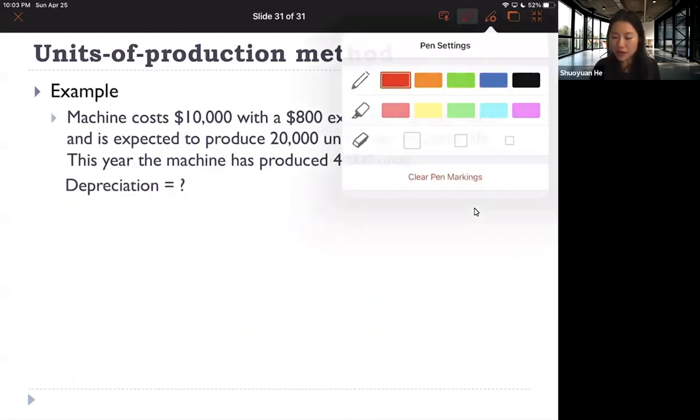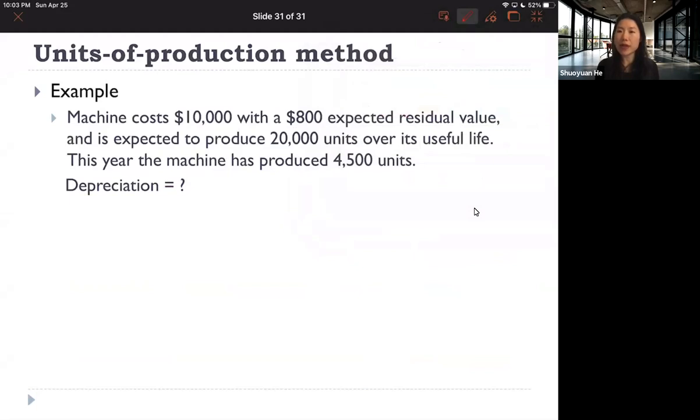And the last method I want to talk about is the unit of production method. Here is the example again. The machine costs 10,000 with 800 expected residual value. It is expected to produce 20,000 units over its useful life. This year, the machine has produced 4,500 units. What is the depreciation? Please spend 1 minute, try to work on this on your own, and you can pause your video for now.